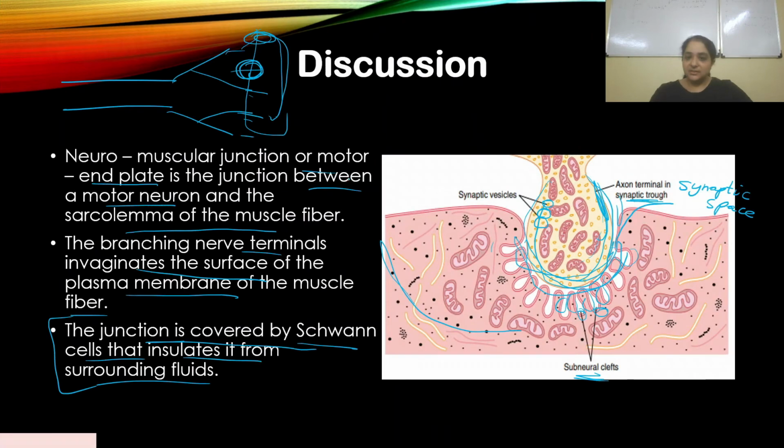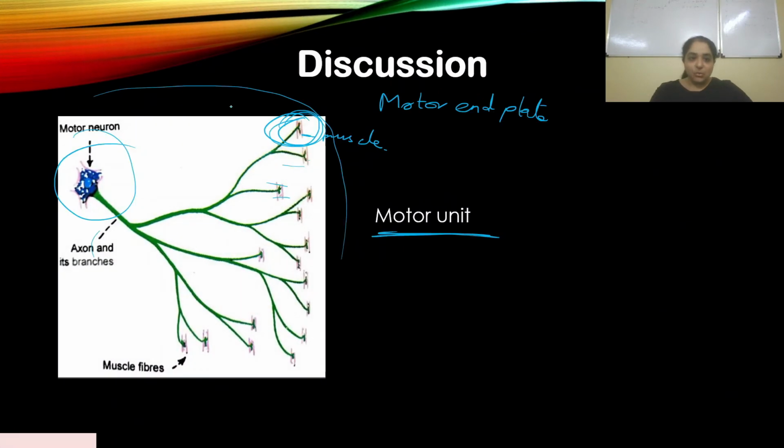So this is a motor end plate, a neuromuscular junction, whereas this whole portion is called a motor unit, and this is what it looks like. So if you ever get this in the exam, don't get confused. Now you know what it means. Just for your information.